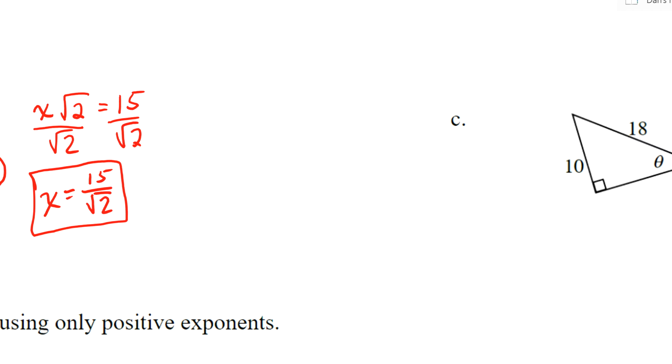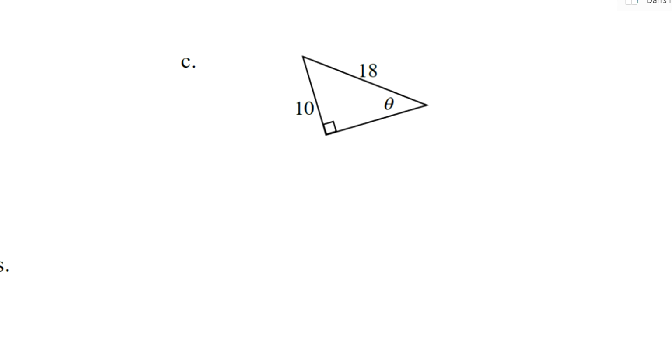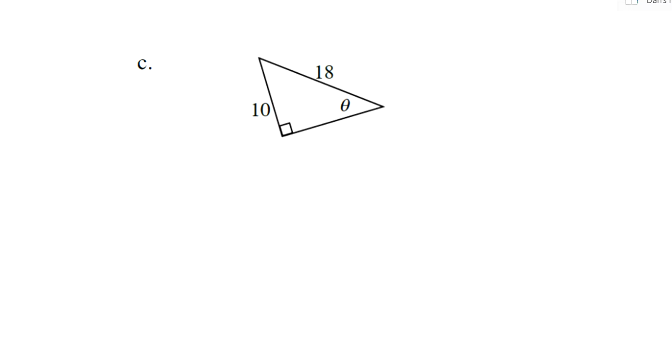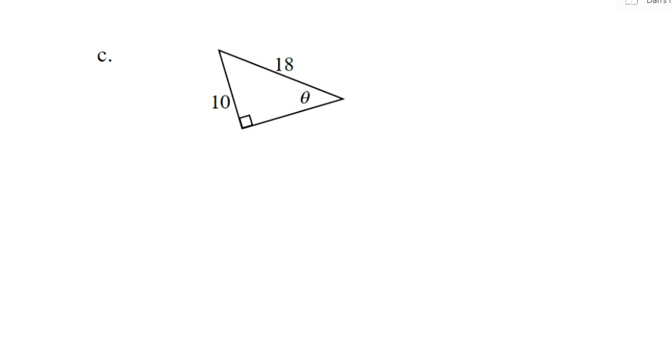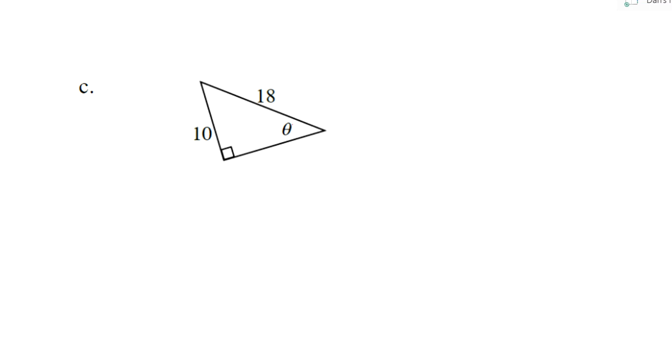Okay, C. Ooh, C's a little tricky. Now we need to find an angle. So how do we find an angle here? Sine angle 1. So we're going to use inverse trig. And so we always start at our angle here. So we would go theta. And then from theta, what side is the 10? That's the opposite. And what side is the 18?